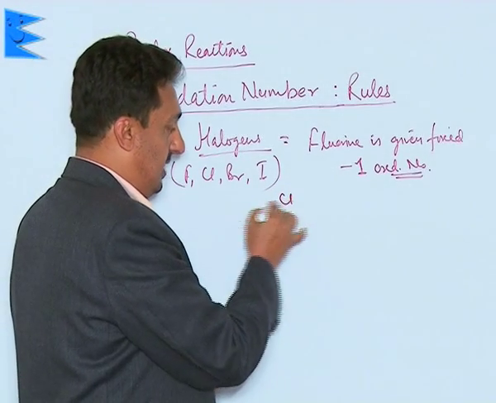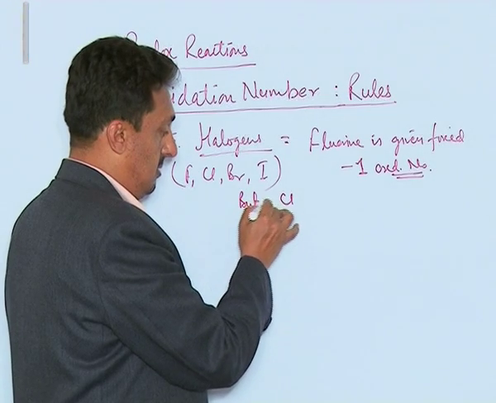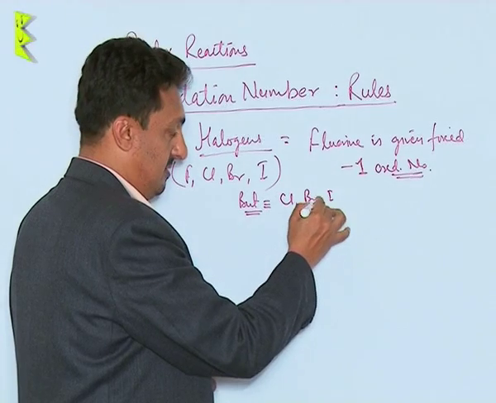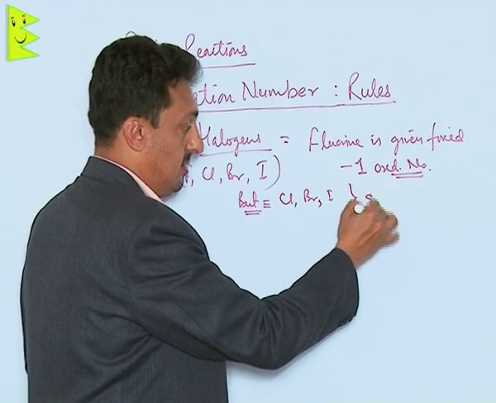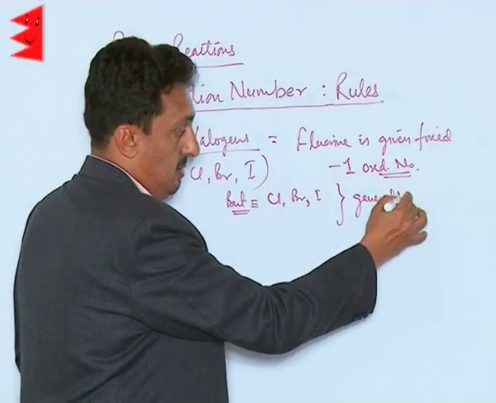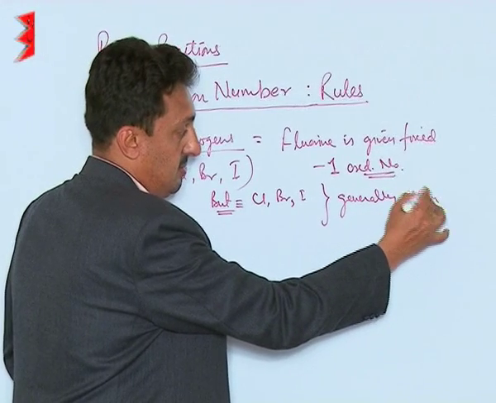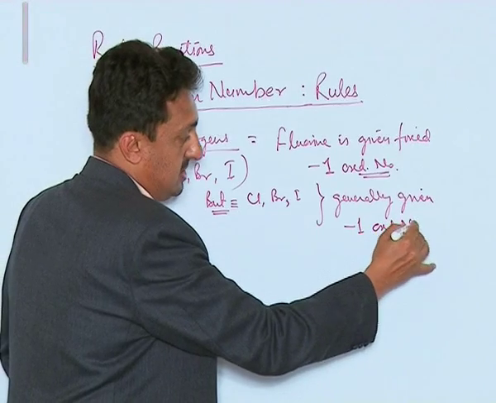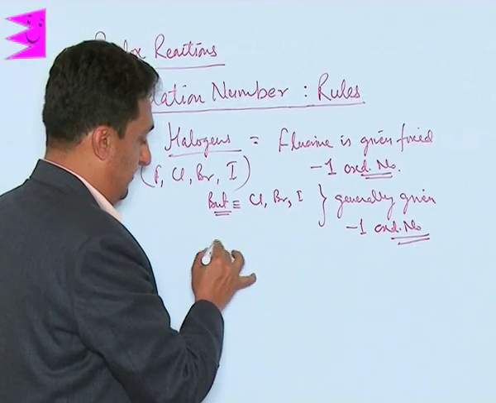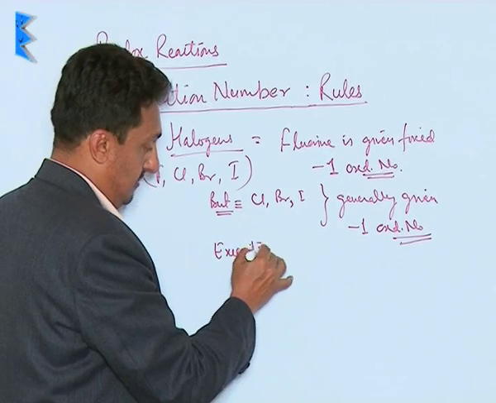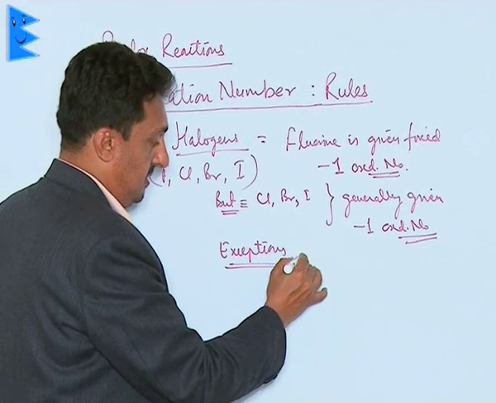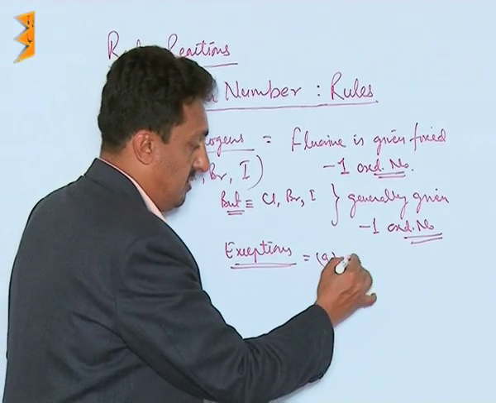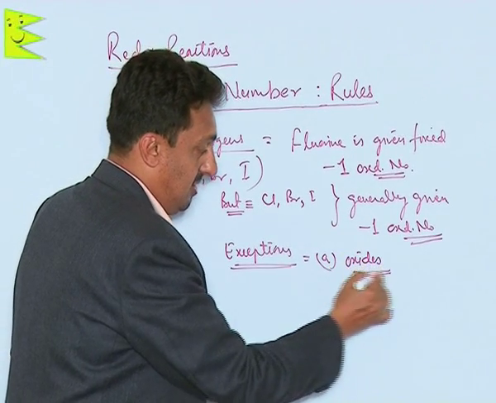But chlorine, bromine and iodine, though they are generally given -1 oxidation number, we have exceptions. The first exception is of their oxides.